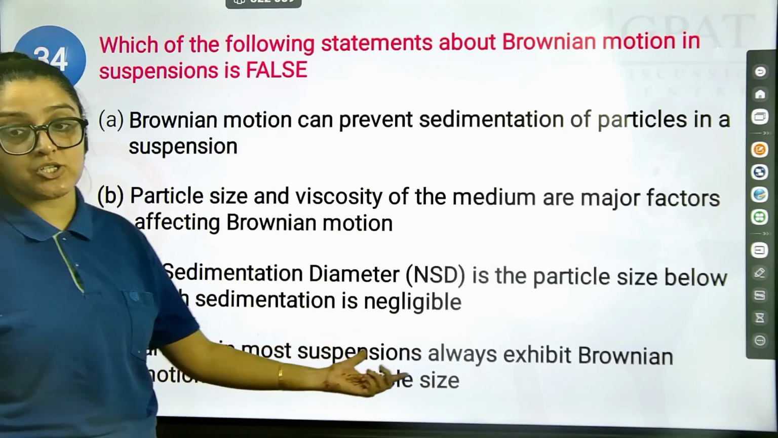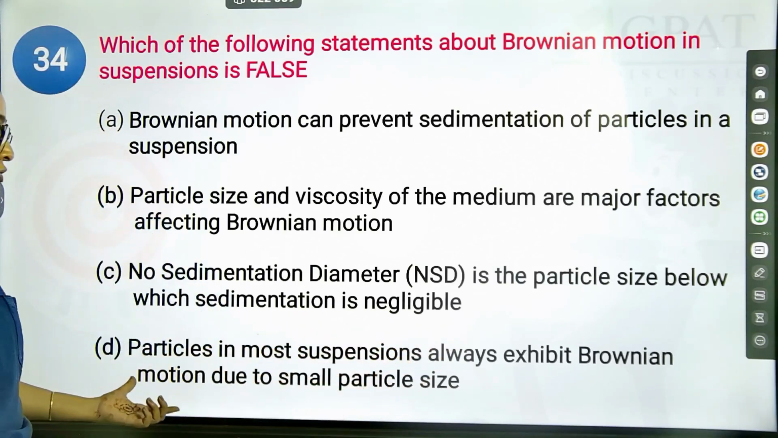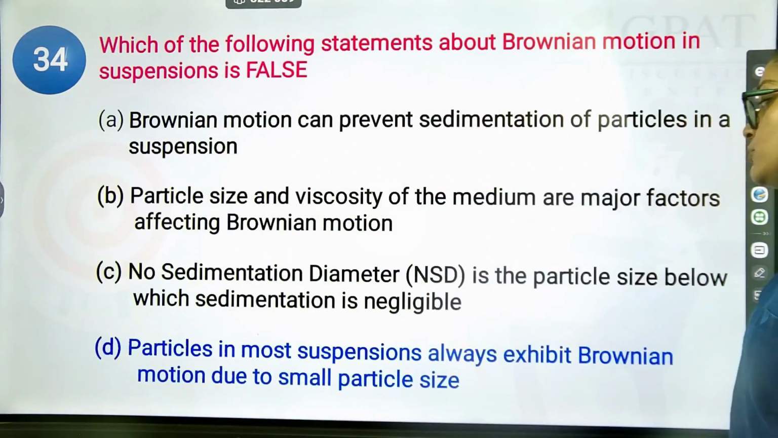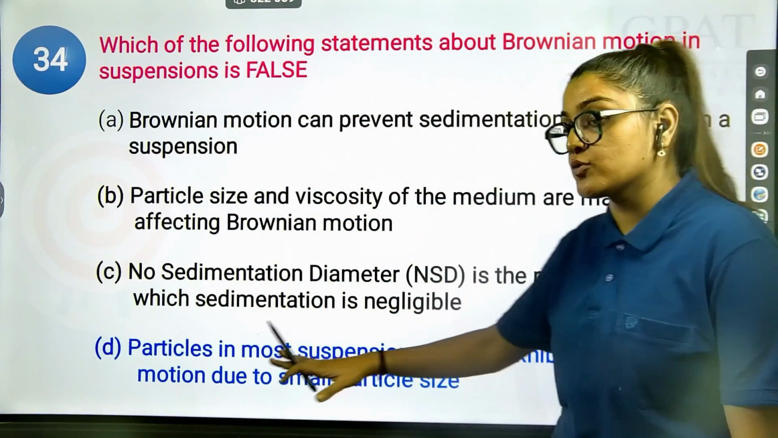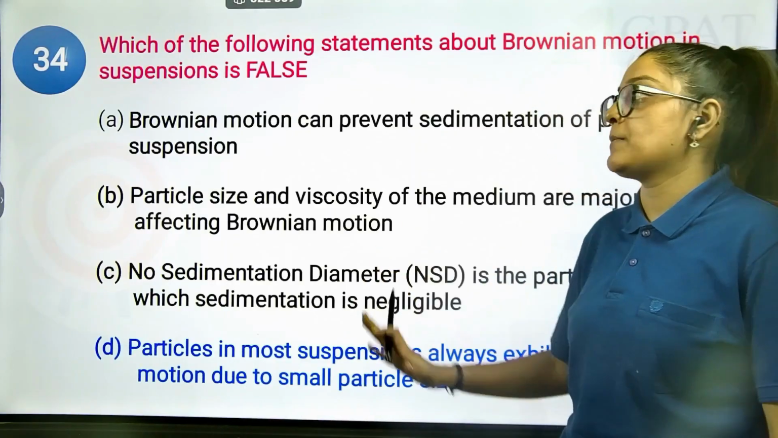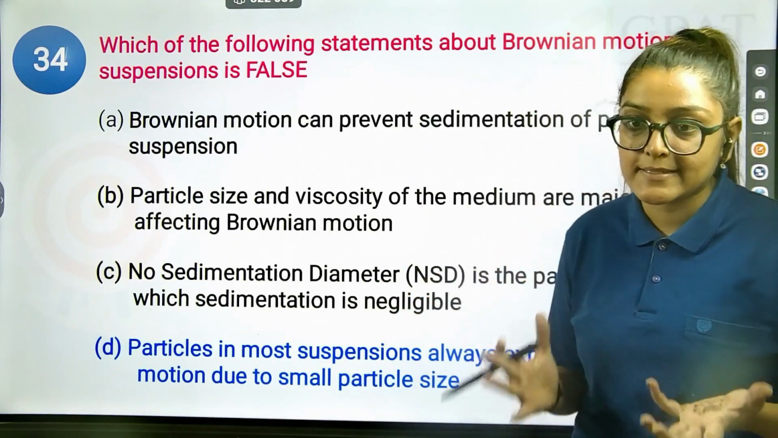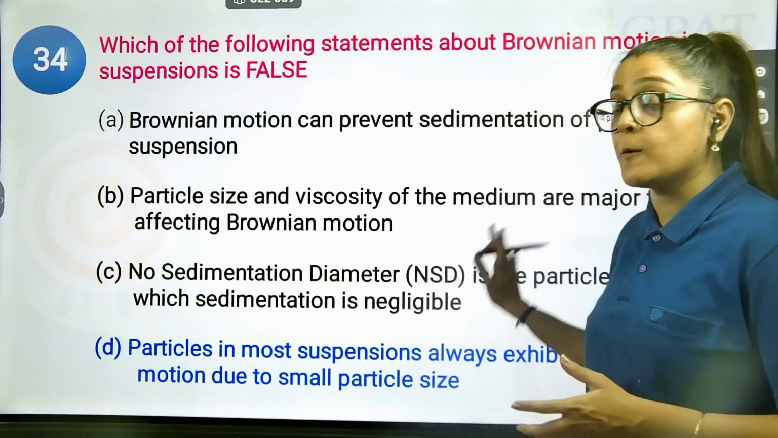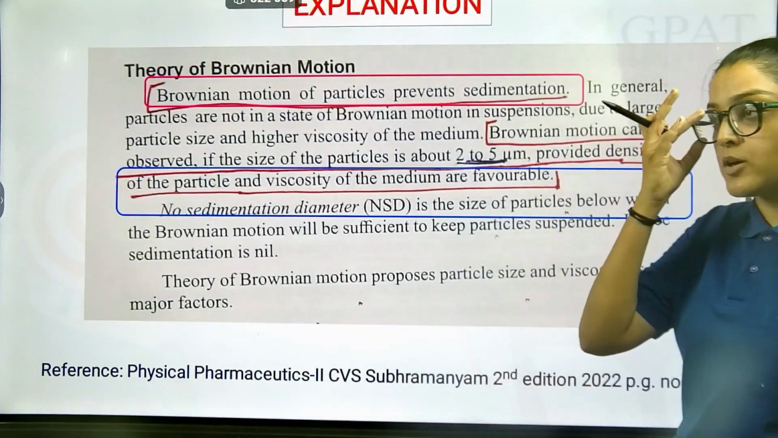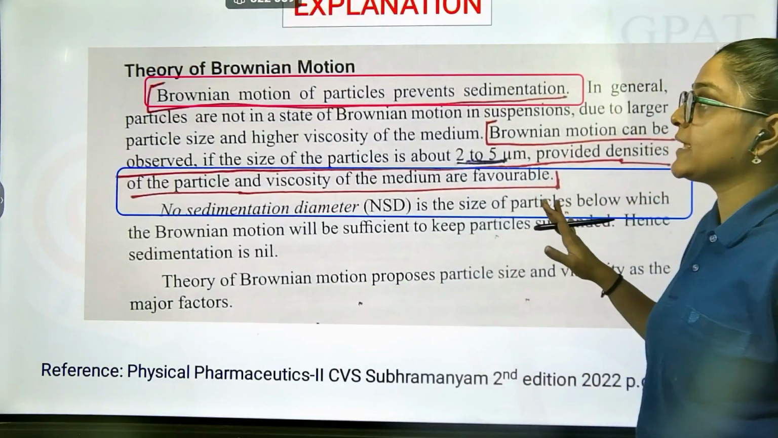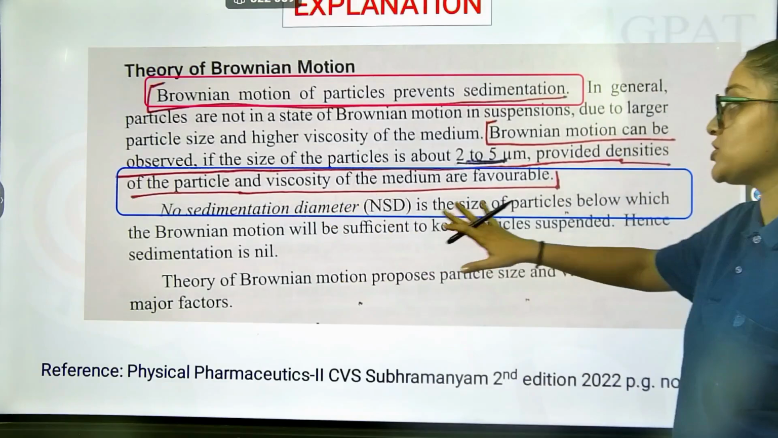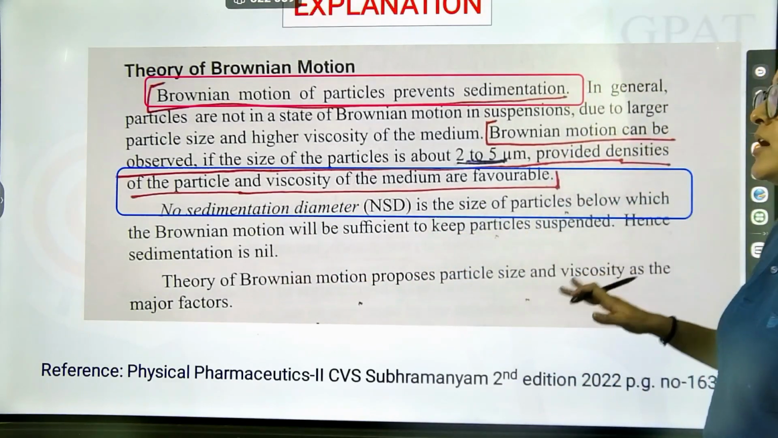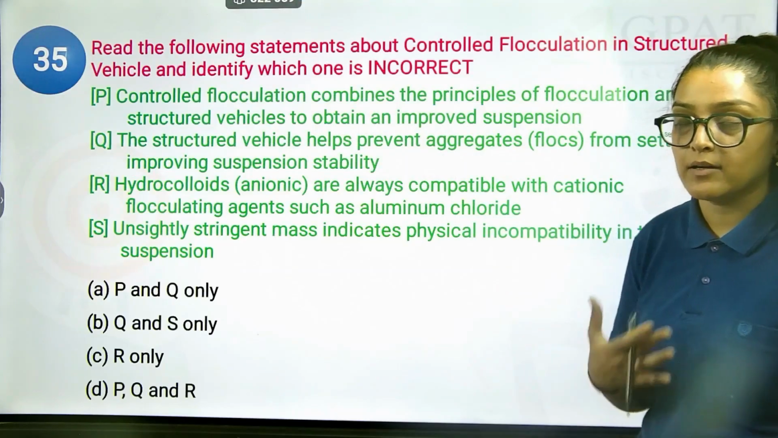Particles in most suspensions always exhibit Brownian motion due to smaller particle size, right? So in this case, particles in most suspensions always exhibit motion due to smaller particle size. In the suspension, the particles are already not small, they are quartz dispersions, right? So most of the students may wonder about the third option, but actually option D was correct, because that was the false statement. In the theory of Brownian motion, no sedimentation diameter is the size of the particle below which the Brownian motion will be sufficient. Only then will the particle easily disperse.